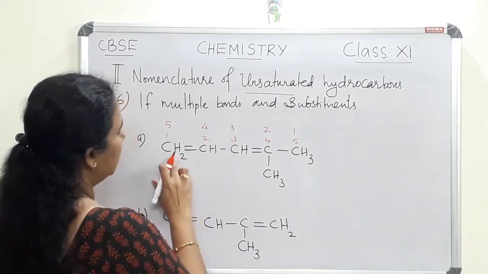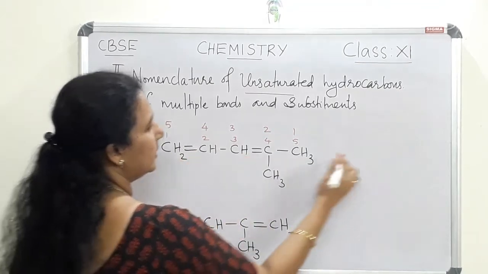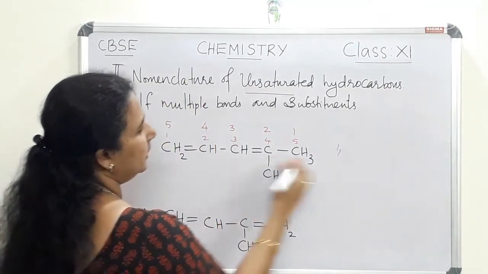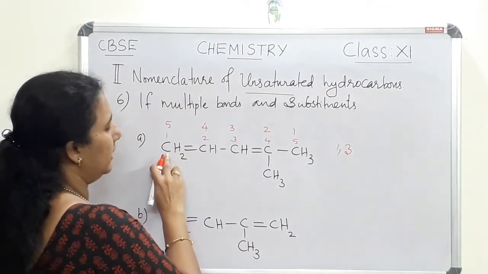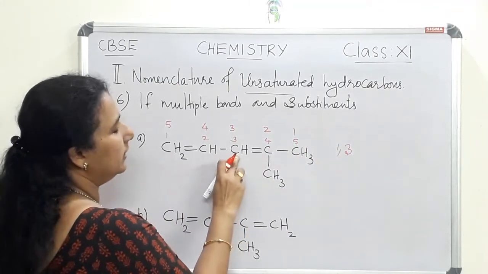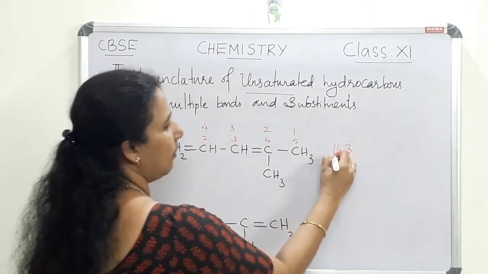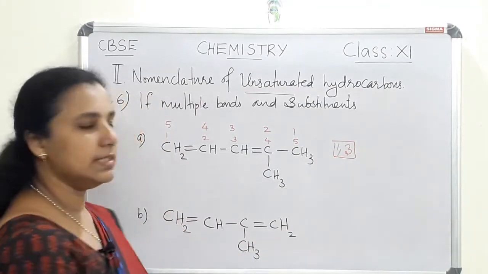So in this case, if you are numbering from left to right, the first carbon has the double bond. Then the third carbon has the double bond. So if you are numbering from left to right, the first carbon has the double bond, that is 1, and the third carbon has a double bond, that is 3. So the first set of locants for multiple bonds is 1 and 3.